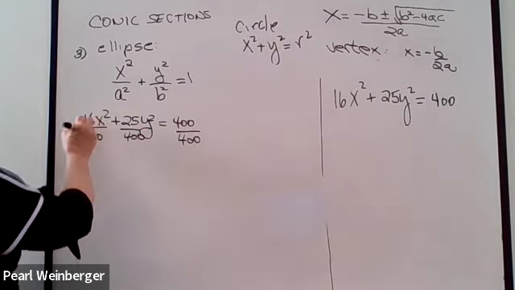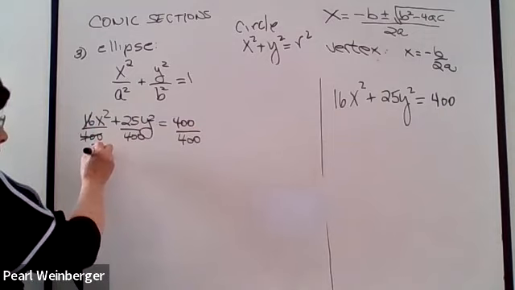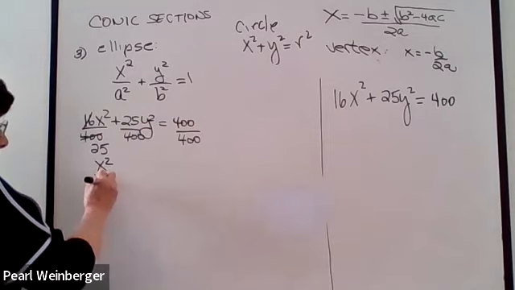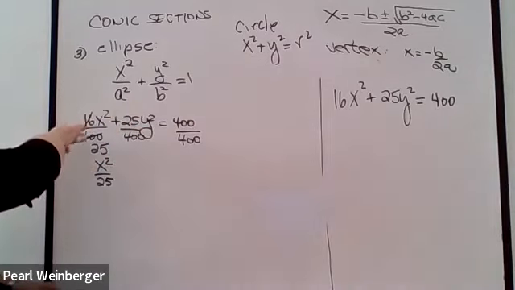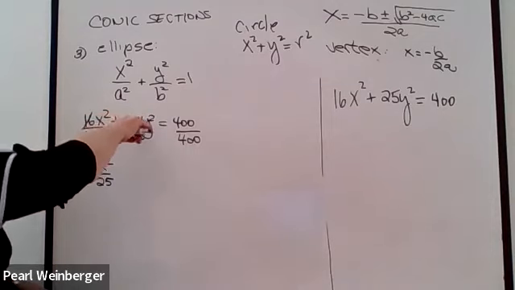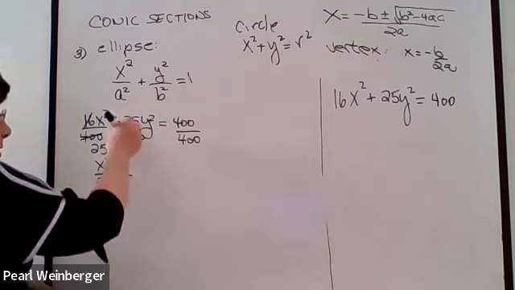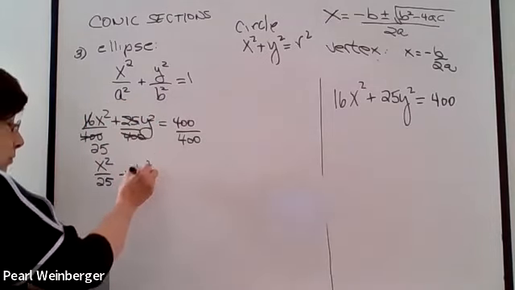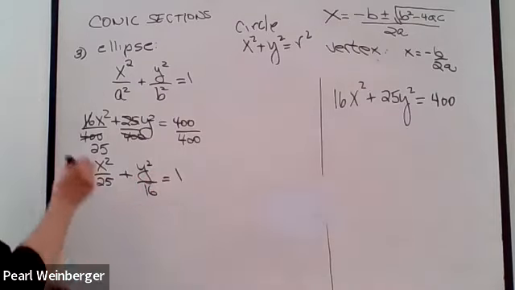So I divide the 16 into the 400, and that gives me 25. So I get x squared over 25. You'll notice it usually works out that the number in front of one is the one that's underneath the other one. The 25 over 400 gives you y squared over 16. And this gives you 1.